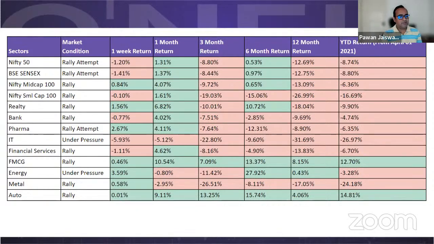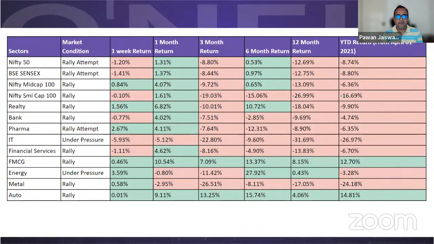Now, the major sector which is not in rally and is under pressure is the IT sector. Metal is also in rally actually. Energy, another major sector, because it contains Reliance, is under pressure. Otherwise, pharma is in rally attempt. So what is the meaning of it?